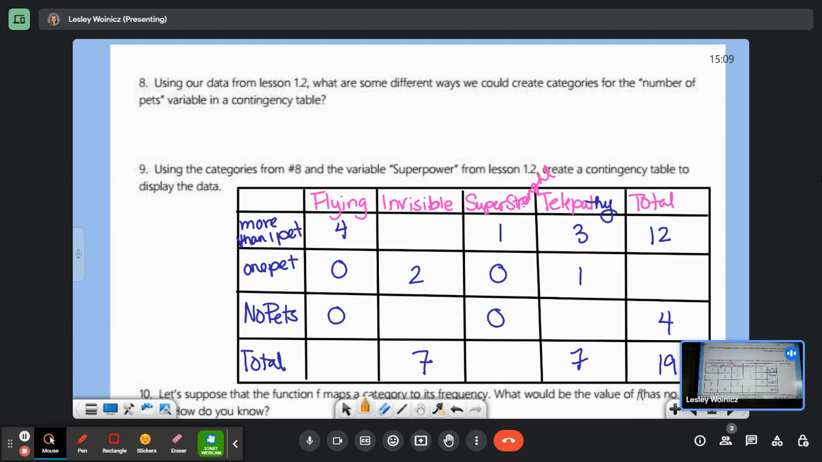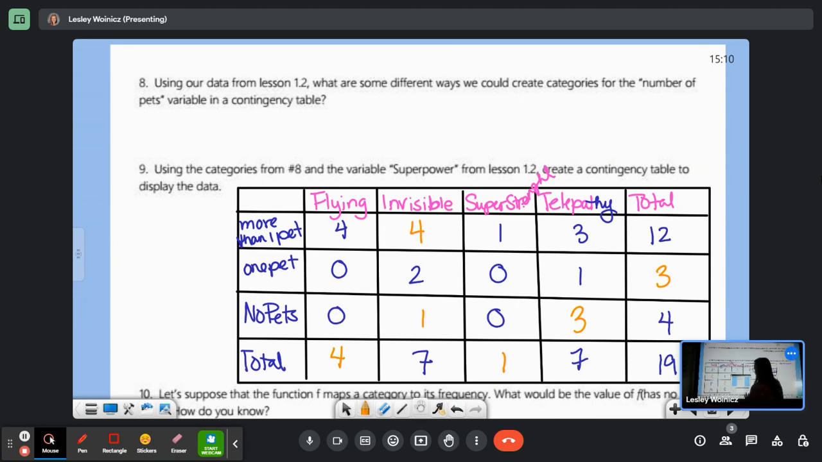Okay, so if I have 12 total that have more than one pet, how many of those want to be invisible? 4. Correct. How many total people have one pet? 3. That is correct. How many of the no pets people want to be invisible? 1. Yep. How many of the no pets people want telepathy? 3. Correct. How many total people want flying? 4. What about super strength? 1. Yes.